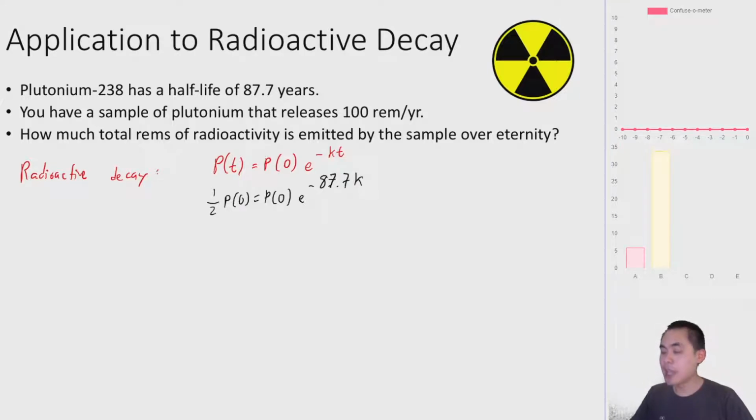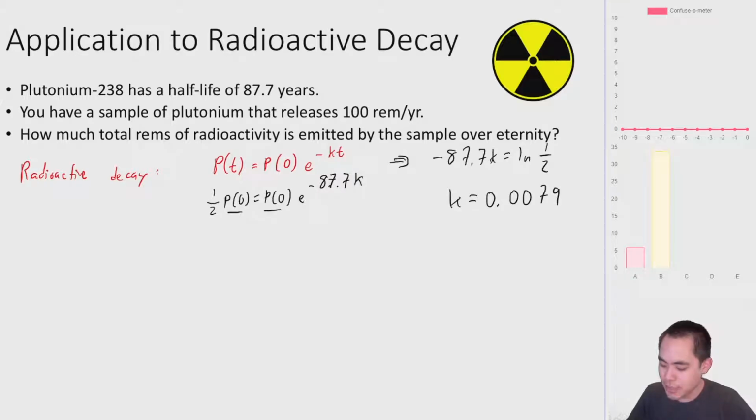So minus 87.7 k, and we want to solve for this constant of decay. So when we do this, these cancel out because that's just the original amount, and you're left with minus 87.7 k is equal to natural log of 1/2, and your decay constant is going to be equal to 0.0079.